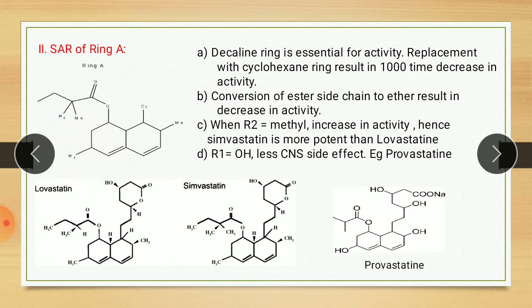Next point, when R1 equals hydroxyl, this one is R1, the CNS side effect is less. Example, pravastatin. Here R1 equals a hydroxyl group, which is a polar group. That is, the compound is more water soluble and less lipid soluble. As we know, to cross the blood-brain barrier the compound should be lipid soluble. Here there is less lipid solubility, therefore pravastatin does not cross the blood-brain barrier and shows less CNS side effect. So this is about the SAR of ring A.